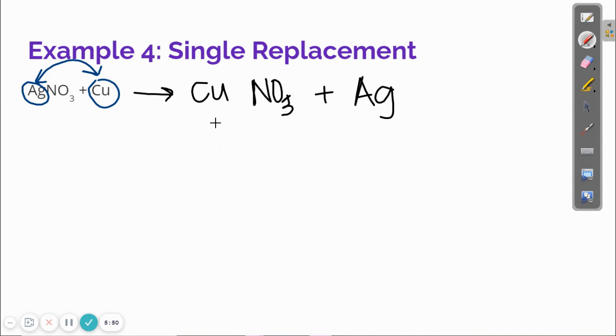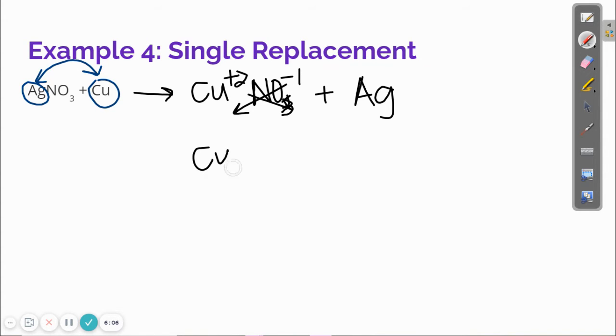Copper, on the other hand, we're going to crisscross to come up with the charges. So copper, it's copper 2, by the way, and if we were doing a problem on this, I would tell you that. So it's copper 2, so it's Cu plus 2, and nitrate is a -1. So we're going to go ahead and crisscross that.